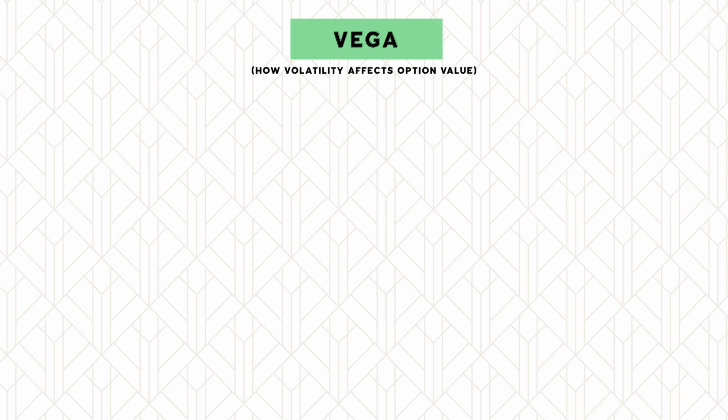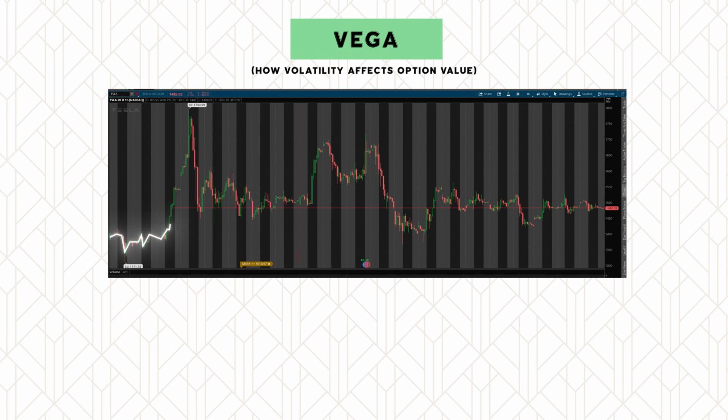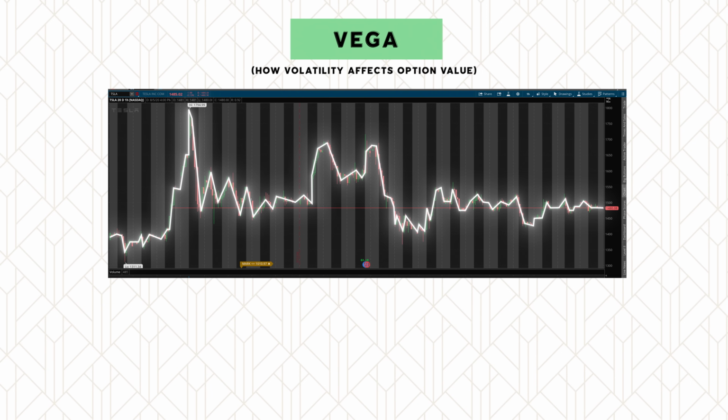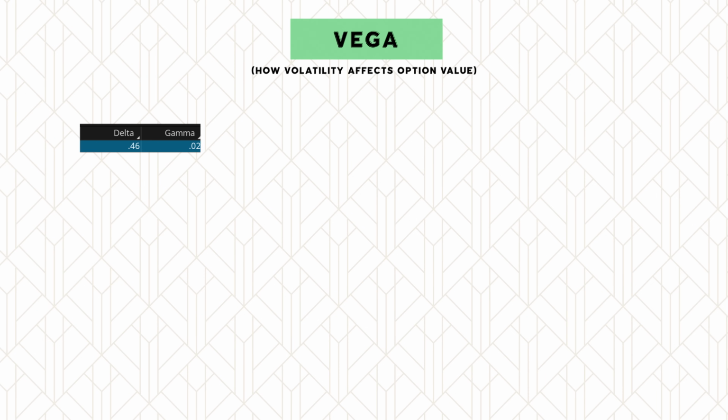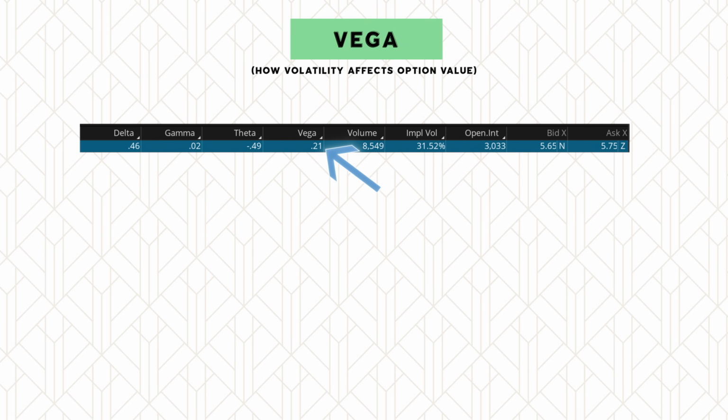The last Greek I'm going to cover is Vega. Think Vega and volatility, because Vega measures how a stock's volatility affects the options price. If you consider a stock like Tesla, it's capable of making pretty dramatic movements on a regular basis, at least right now. When the volatility of a stock is higher, the options for that stock tend to be more expensive. Back to our Apple example, we have a Vega of 0.21. If Apple's stock volatility increases by 1%, the option will increase in price by $21.